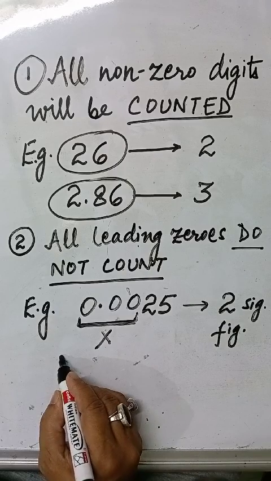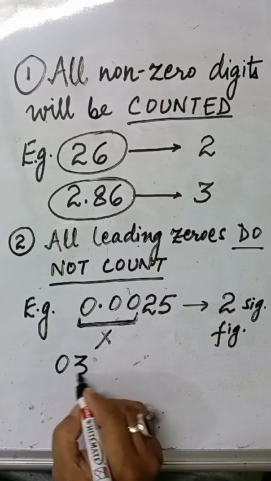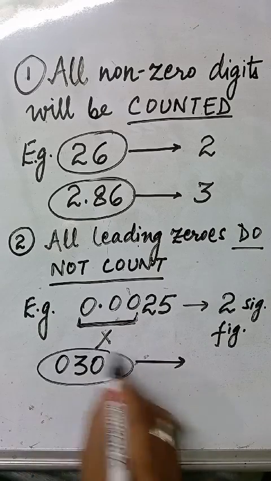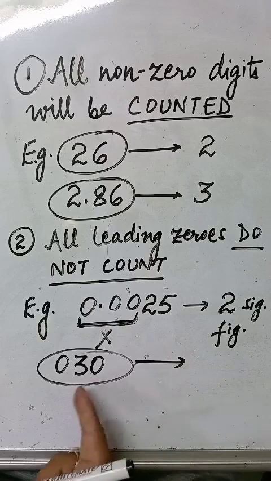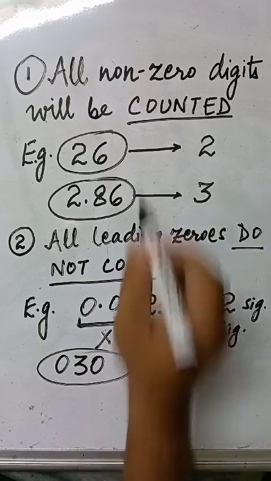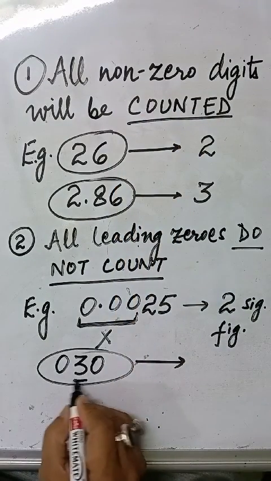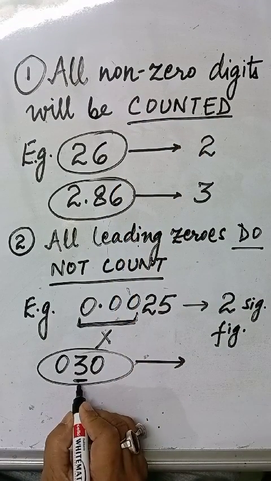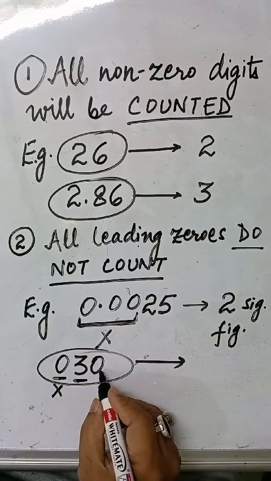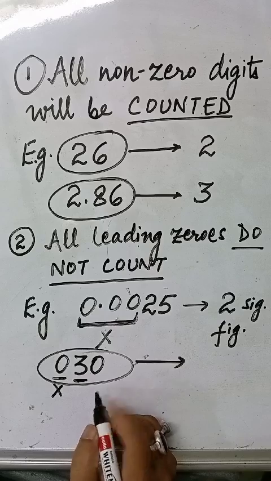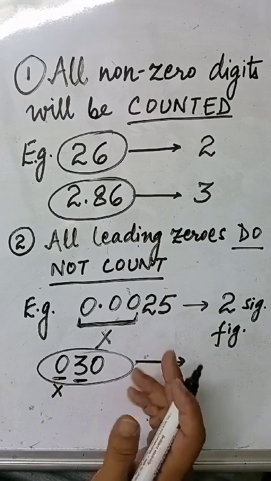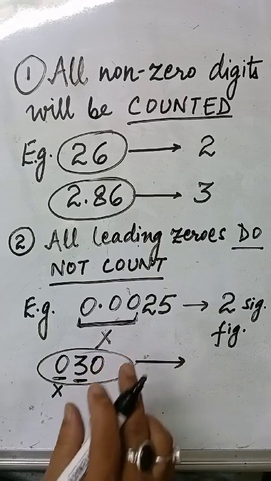Let's take another example. We have, let's say for example, 030. I have this number now, and again the question is, how many significant figures are there in this? All non-zero digits will be counted. So the non-zero digit is this digit, it will be counted. This is a leading zero, so it will not be counted. And this is a trailing zero. Trailing zero, we have not yet discussed that rule. So let us introduce that rule now.